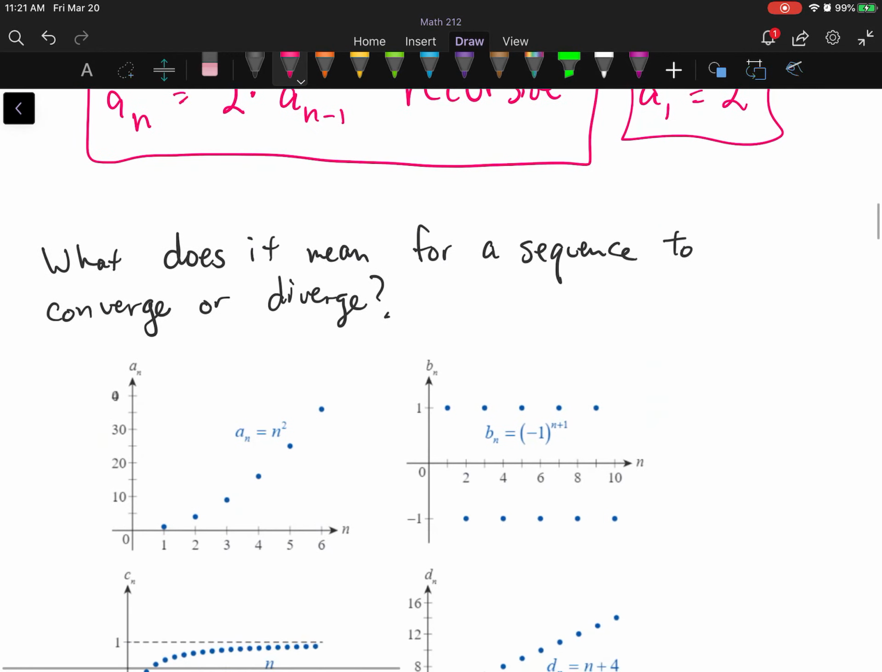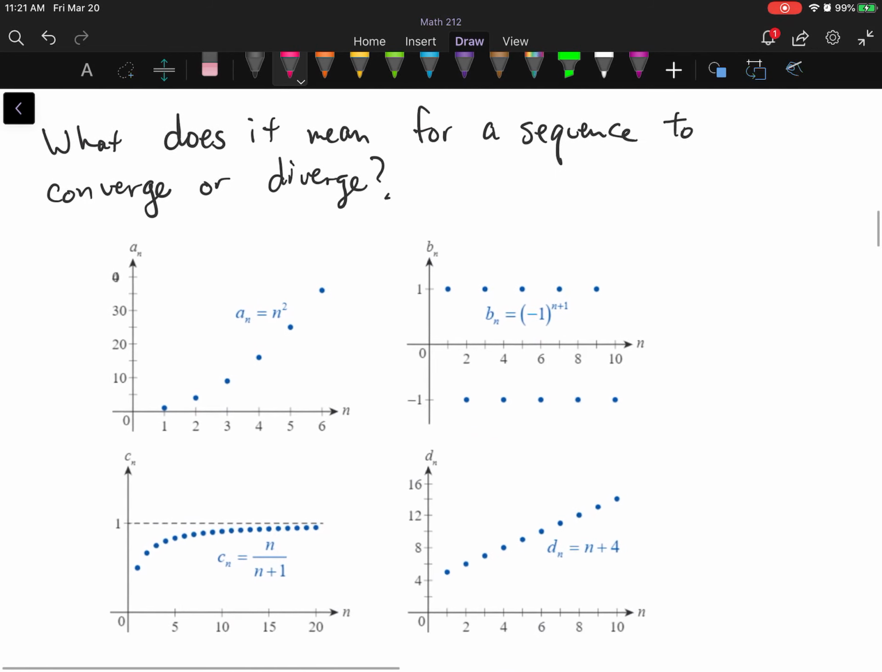All right, the next major thing that we need to talk about is what does it mean for a sequence to converge or diverge? And here are the first 4 sequences that we looked at in example 1. We have the perfect squares here for a sub n. Those don't look like they're settling down anytime soon. The perfect squares just keep getting bigger and bigger as n goes on. And so that's an example of a divergent sequence.